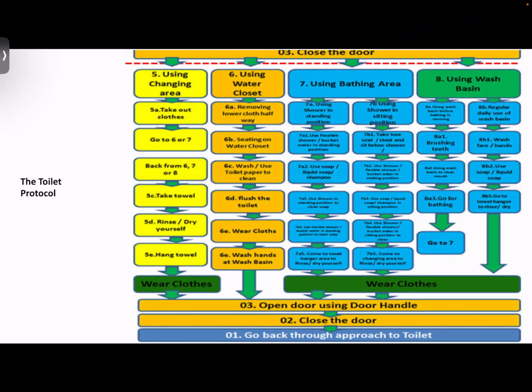And similarly, using the wash basin, you actually go to the wash basin, use it, and then if you had removed your clothes, you'll be wearing your clothes and then coming out of the toilet by closing the door. This was the overall protocol which was given to the diverse population identified as the users, and the experiment goes on with the activity happening in the toilet. The users were supposed to act out this whole protocol.